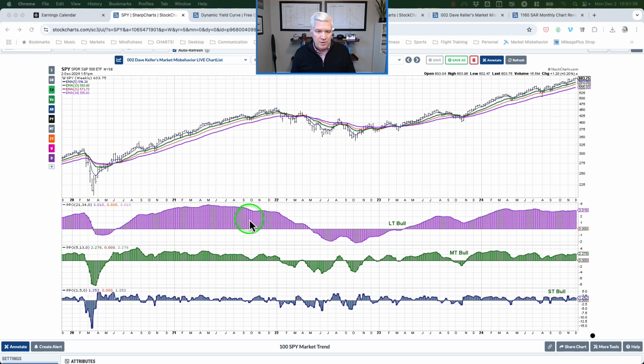We can see that the market trend model on the long-term and medium-term timeframes have both been bullish for the entire year. The short-term model briefly went below in the case of 2021 5 or 6 different times. Here in 2024, only 4 times. So, very similar configuration. Now, from a fundamental perspective, 2 very different market environments.